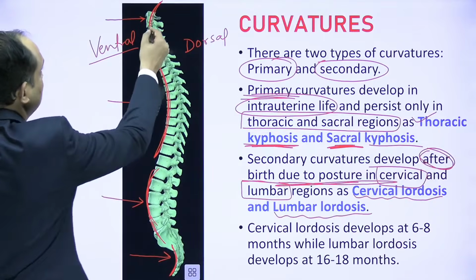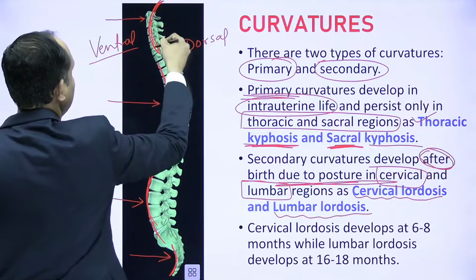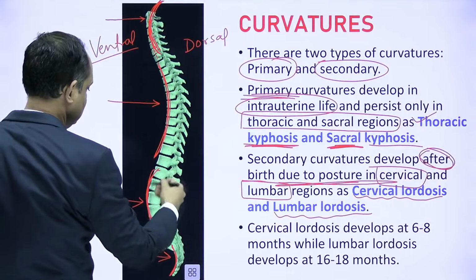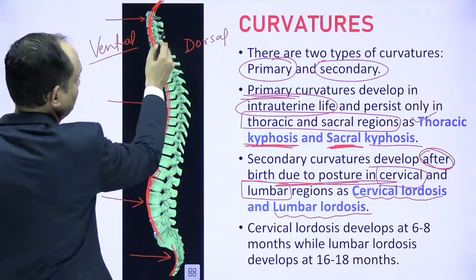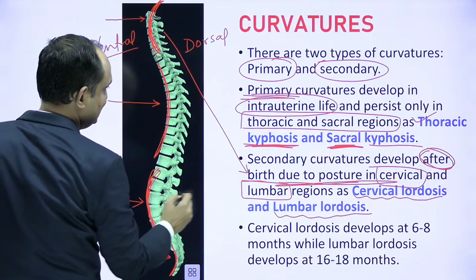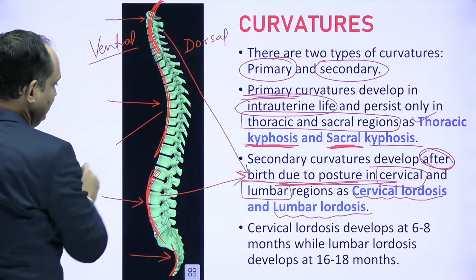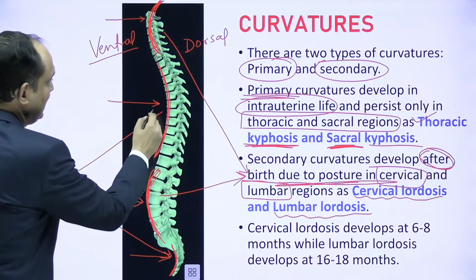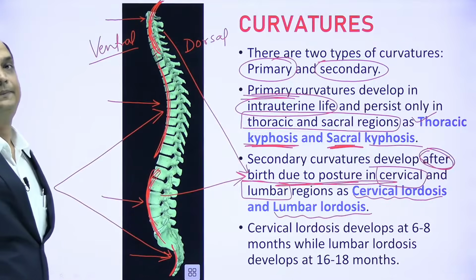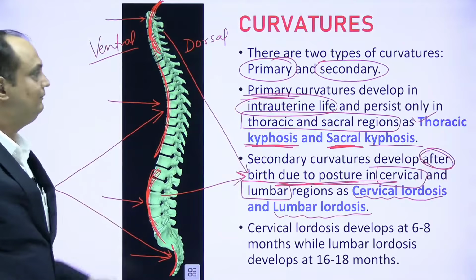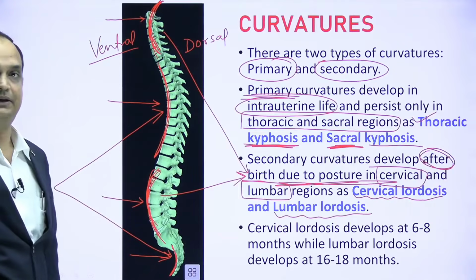So these two convexities are known as lordosis. These are the secondary curvatures, while these two concavities are known as kyphosis, and they are primary curvature. Now why are we saying these are primary?